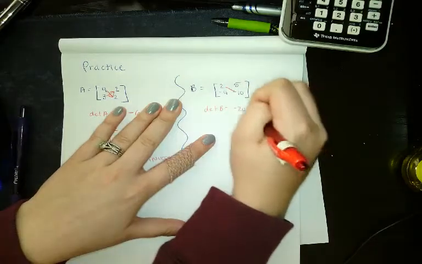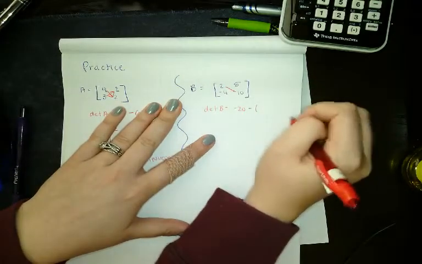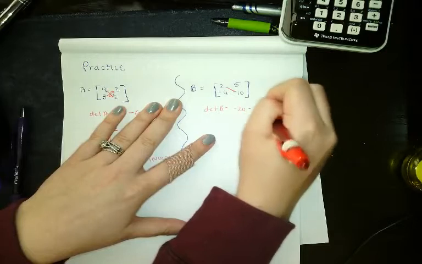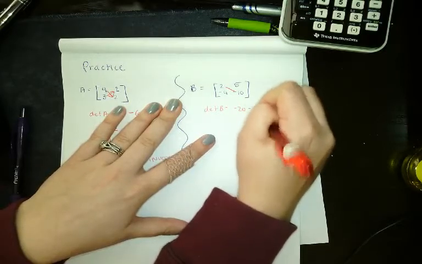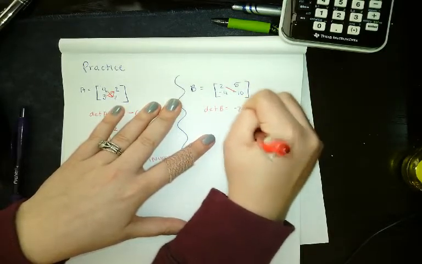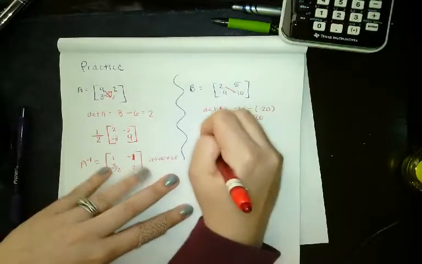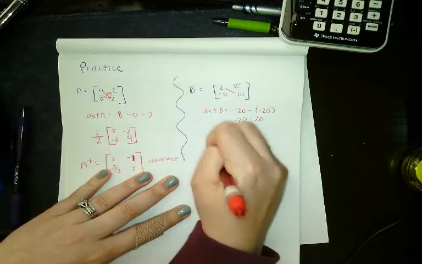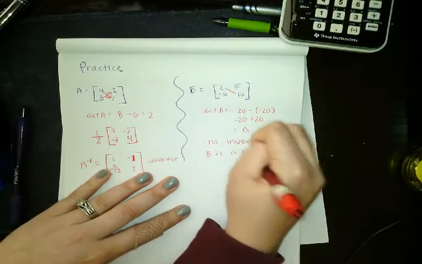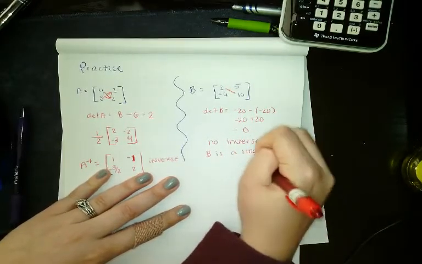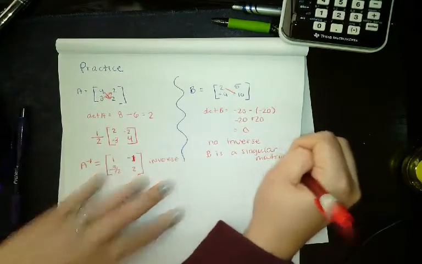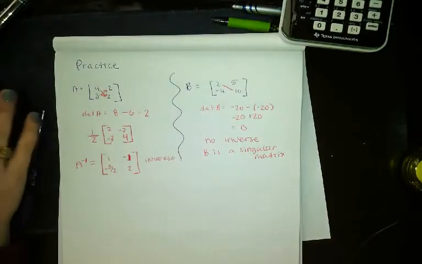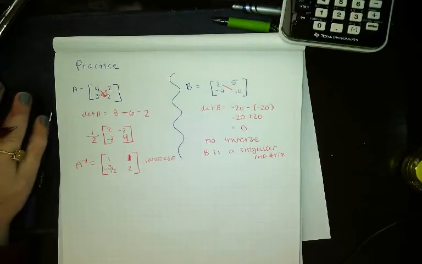20 minus negative 4 times 5 is negative 20. Two negatives make a positive, and that gives us 0. So no inverse. B is a singular matrix. It does not have an inverse. How sad. Okay, and that is it for finding the inverse of a 2 by 2.